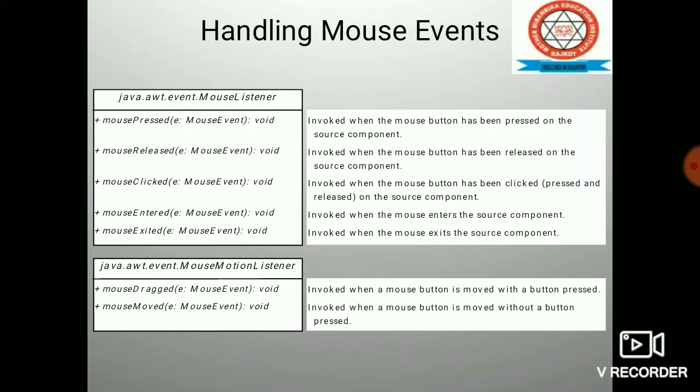Next, the list of mouse events is given with their use and description, and the syntax is given here. Void is the return type of each method. The name is mousePressed. It takes one argument, e, a MouseEvent object, and the return type is void. Same for all the methods. mouseReleased is the name of the method. It takes one argument, a MouseEvent object e. The return type is void, and the description is given beside it: invoked when the mouse button has been released on the source component. So just go through all the methods and read the descriptions of each method.